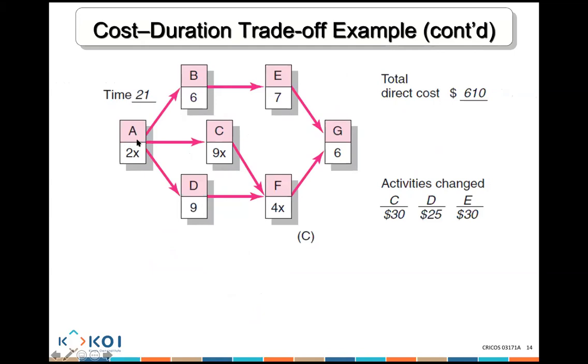Now you notice that this path can't be reduced anymore, which means even if we reduce the other paths, the project won't be reduced. 6 and 6, 12, and 7, 19, plus 2, 21. This is 21, this is 21. You can't reduce this anymore. So even if you reduce D to 20, the project will still take 21 because there's this path, which is 21 days.